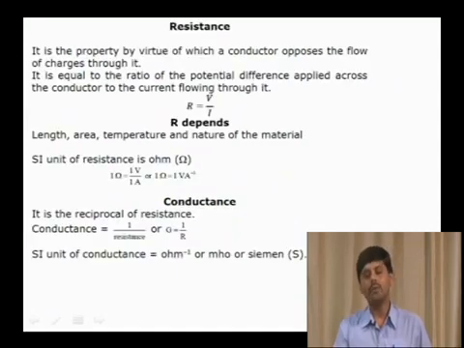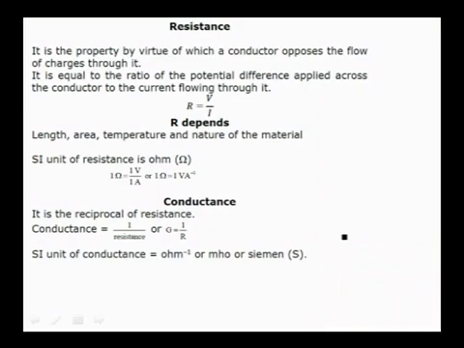Resistance. It is the opposition offered by the conductor to the flow of the current in a conductor. It is also defined as the ratio of the potential difference across the conductor to the current through the conductor, that is R is equal to V by I.